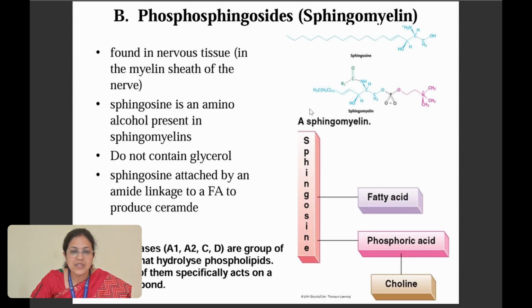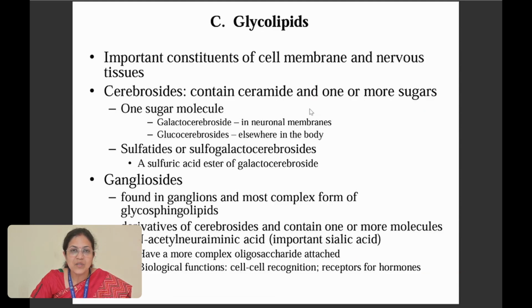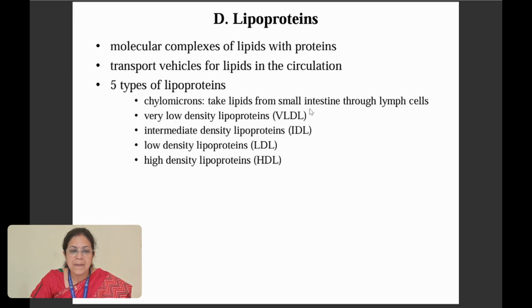The third type of compound lipid is the glycolipid. Glycolipids are important constituents seen on the cell membrane, and they are of two main types: cerebrosides and gangliosides. Cerebrosides contain ceramide, and gangliosides are found in the ganglions of neuron cells and are made up of glycosphingolipids. Now coming to the last type of classification, lipoproteins. There are 5 types: chylomicrons, VLDL, IDL, LDL and high density lipoproteins.